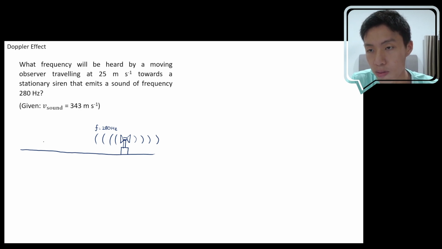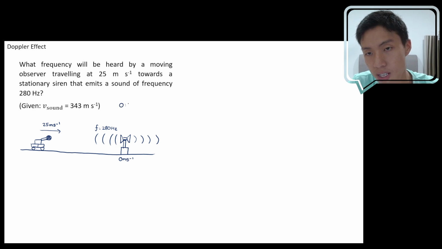Then they say that you have an observer traveling at 25 meters per second. So let's imagine someone riding a car, maybe with a detector. A detector looks like a microphone, so let's put a microphone in front. So this is a car with a microphone attached in front, and it's moving at 25 meters per second towards the stationary siren. This siren is stationary, so I'll label it as 0 meters per second to show that it's not moving.